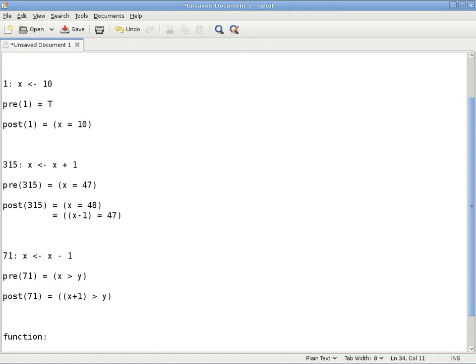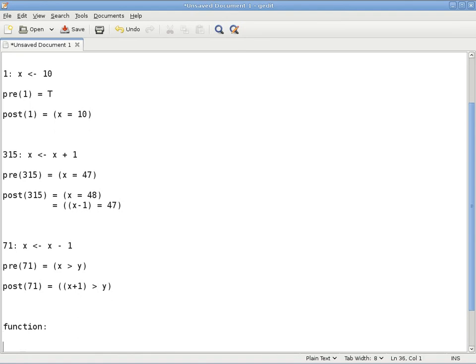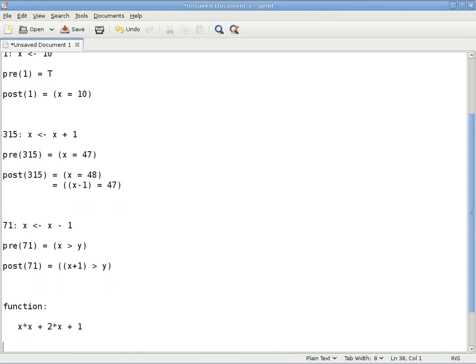So for the people who are not familiar with the word function in mathematics, I'll just explain it very quickly. It's a lazy way to do things. Think about this equation here. Think about this expression, x times x plus 2 times x plus 1, which is a quadratic.